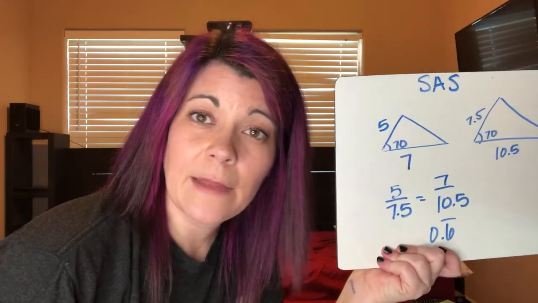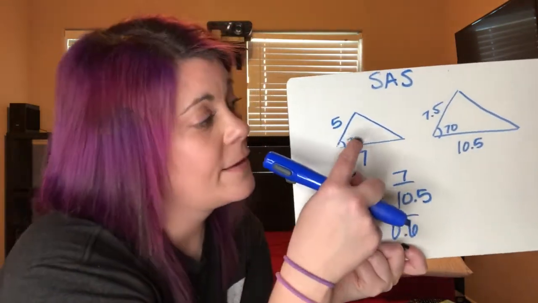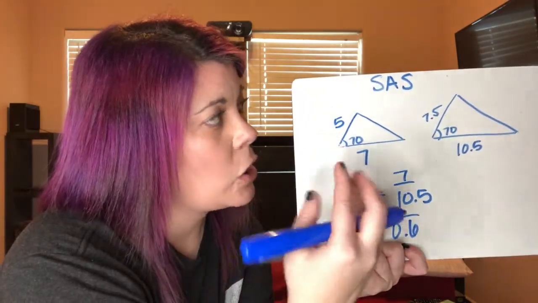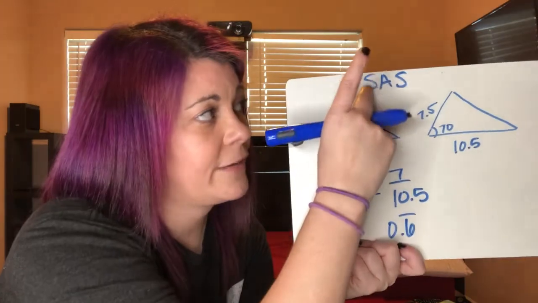And in this case, they both equal 0.6 repeating. So we know that the sides are proportional, and then the angle in between is congruent. So we can say that they are similar by side angle side. So that's the second theorem.